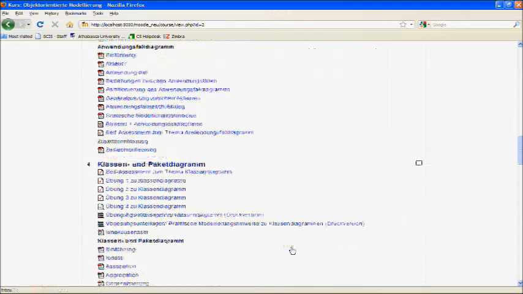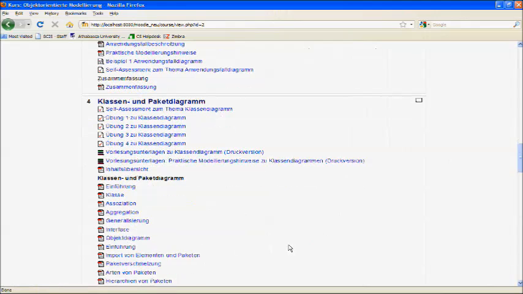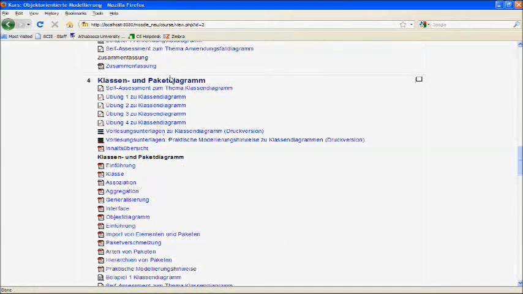The structure of each chapter is the same. So in the next chapter we start with a self-assessment test, then we have exercises, and then the learning material and so on. Okay, next I will show you how the same course looks like for a sensing learner.